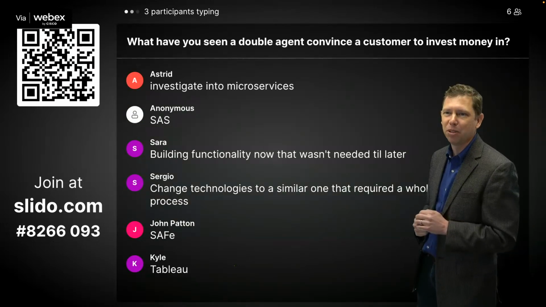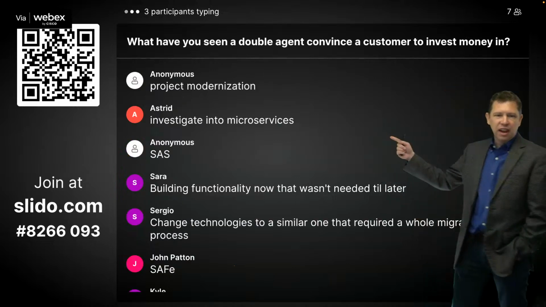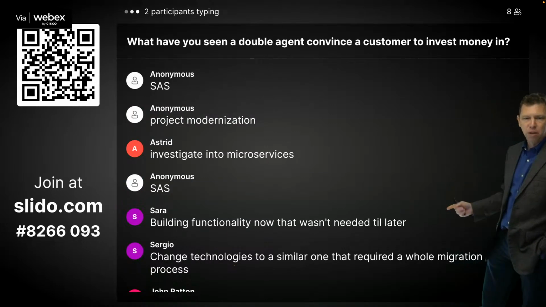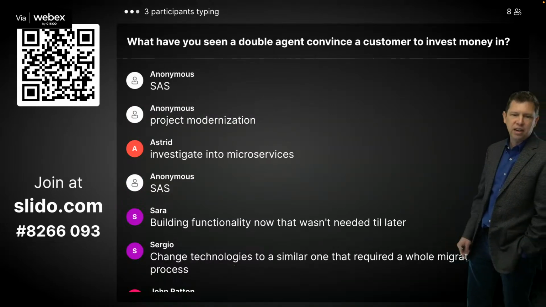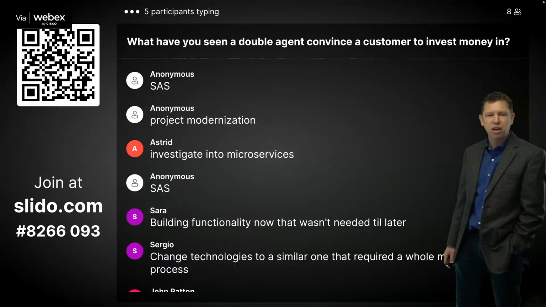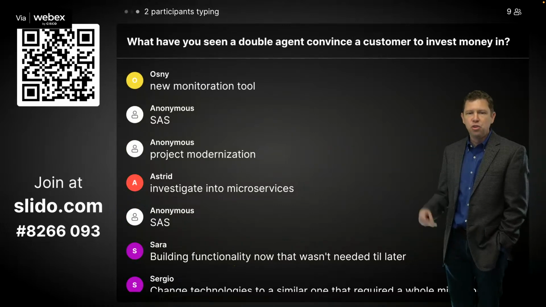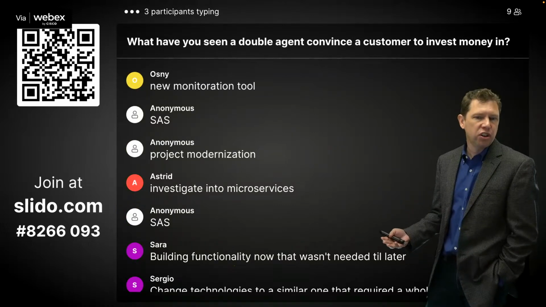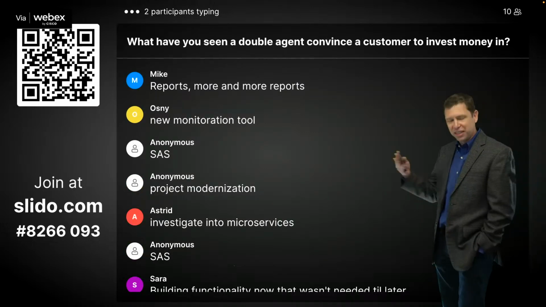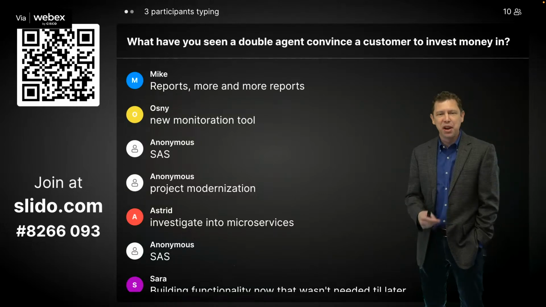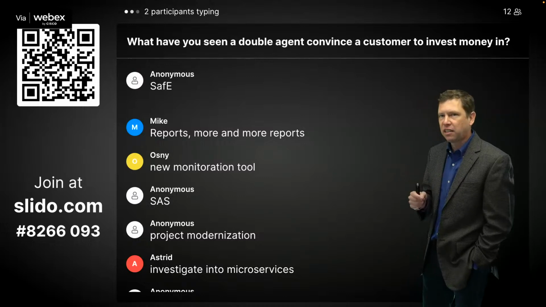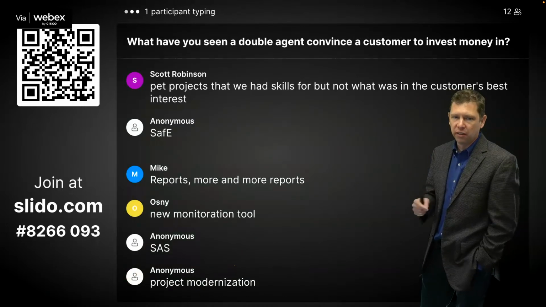Yes, that's possible. Okay. Investigating microservices, product modernization, software as a service, building functionality that wasn't needed till later, changing technology to a similar one that required a whole migration process, a new monitoring tool, probably a new way to monitor stuff, reports, more and more reports. Yes, I've been on those teams too, right? As a matter of fact, one team I was on was concerned that the number of reports they were getting asked for was not going to be efficient to deliver because no one was going to use them.